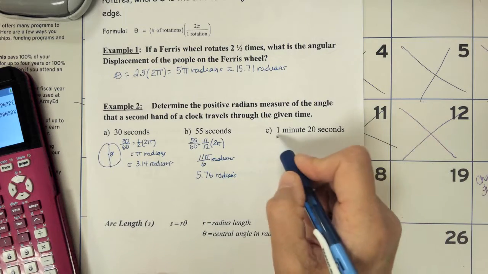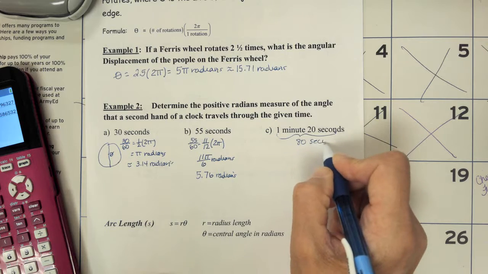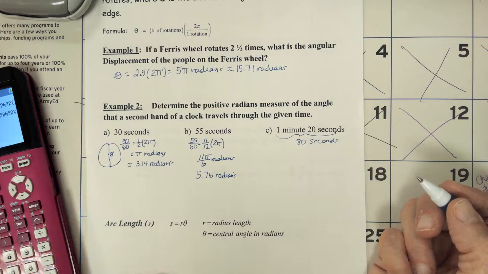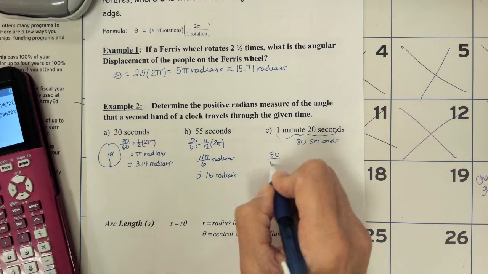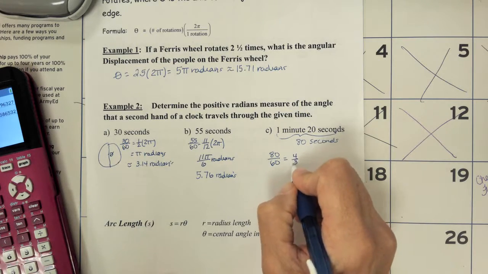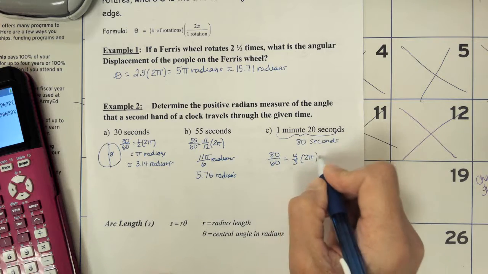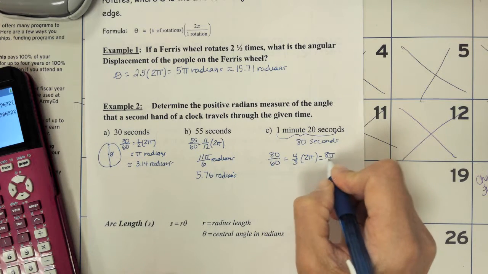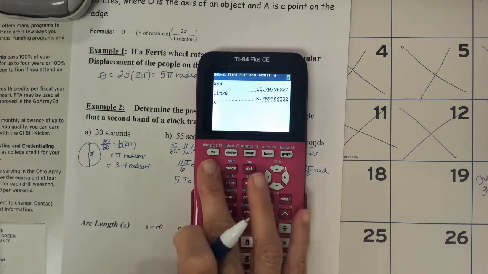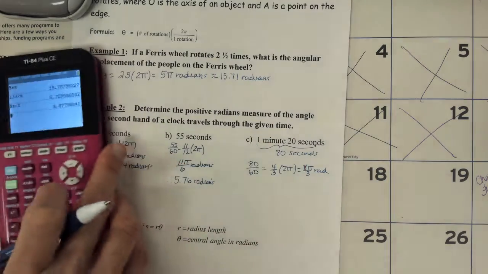A minute 20 seconds. Well, a minute 20 seconds is a total of 80 seconds, because we have 60 seconds in a minute plus the 20 seconds would be 80 seconds. So 80 over 60, and that reduces to 4 over 3. So 4/3 of a rotation times 2 pi would be 8 pi over 3 radians, and then as a decimal, 8 pi divided by 3 is 8.38 radians.